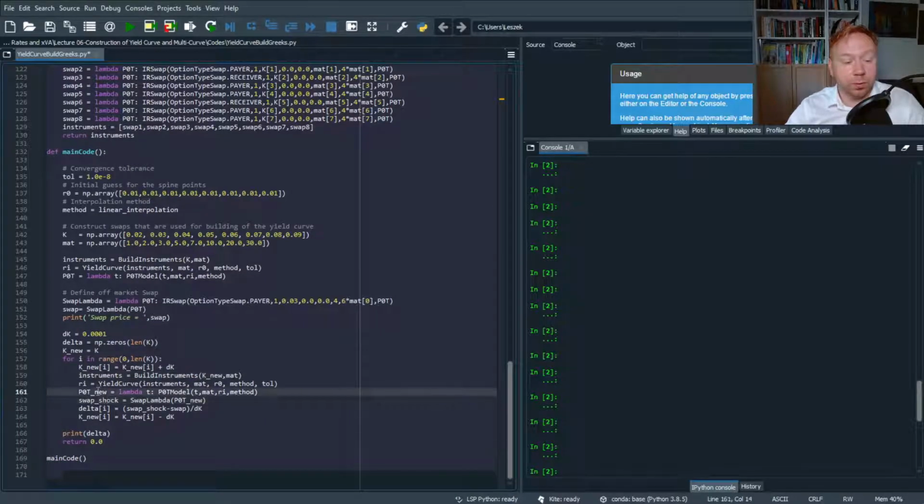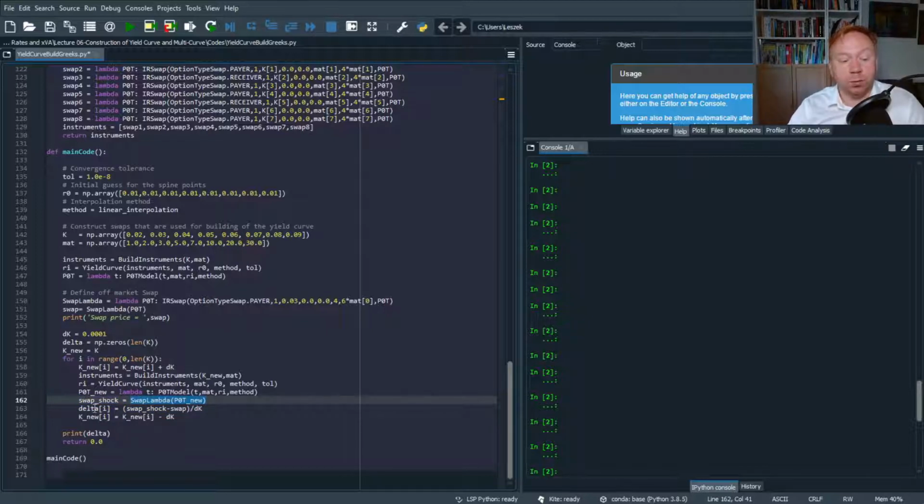So what we do here, we first shock each instrument of the curve. We rebuild the portfolio for the shocked instrument, but we do it one by one. So for every instrument, we have to redo this experiment. We rebuild the new instruments with the shocked fixed rate. Then we construct a yield curve. Again, we have to rebuild the curve as we did before. Now, for a shocked curve, we have to recompute the swap, which is here, the off-market swap.